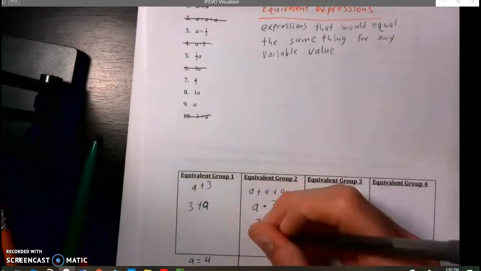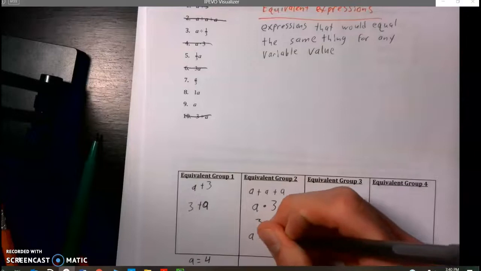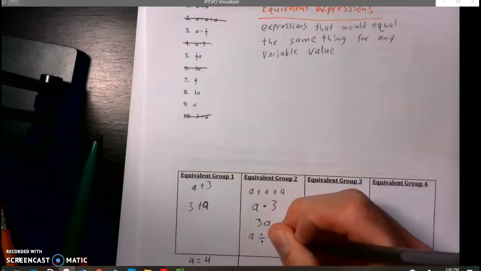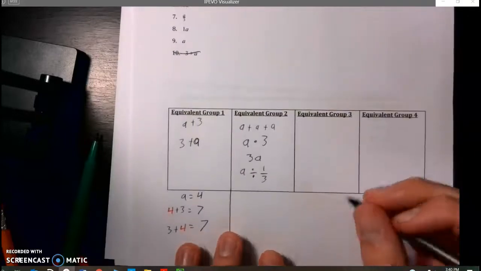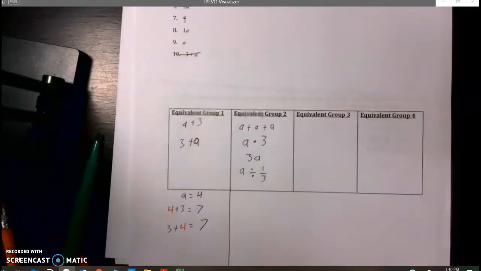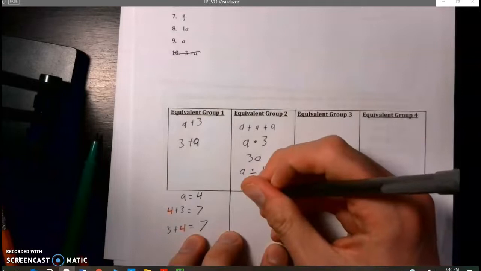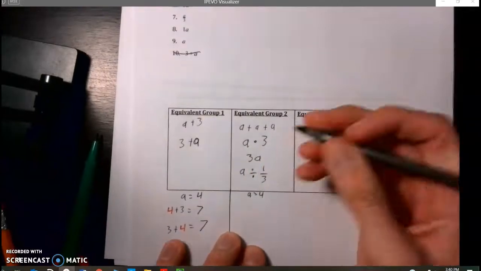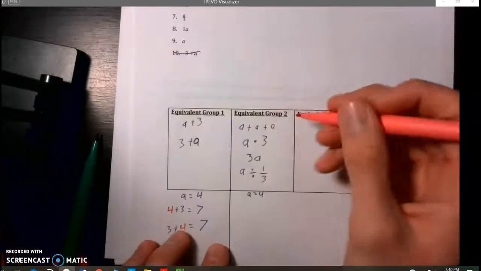Yeah, I'll put it here. And that would be a divided by 1/3. So wait a second. Why am I putting a division problem with all these multiplication ones? Well, let's check. So once again, we're going to say a is 4. And we're going to do that substitution work again.